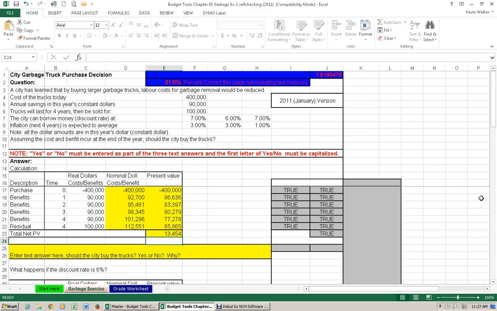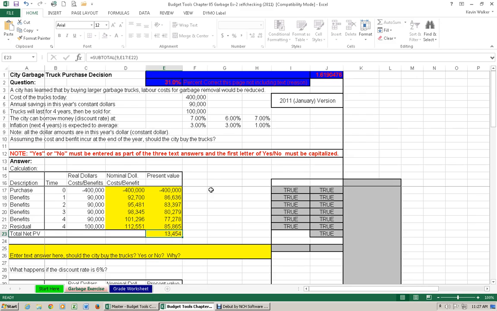All right. Therefore, what we want to know is if the total net present value is positive, it's a good deal. If this number is negative, it's a bad deal. Don't accept it under these conditions.